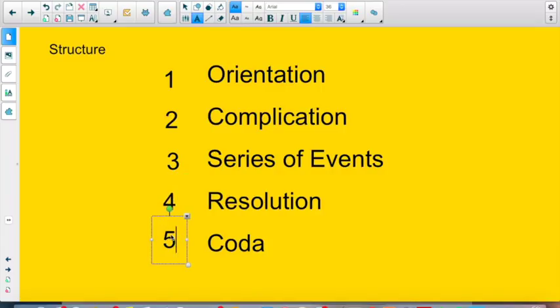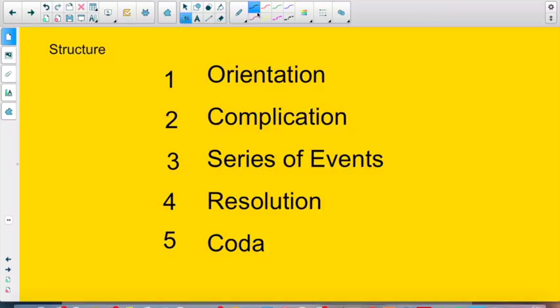And you can see when you write a narrative or a story for me, or even if you're just watching this somewhere else, I'm going to want you to have 5 paragraphs. How many paragraphs? 5 paragraphs. Big voice, how many? 5. Well done. Now your first paragraph will be the orientation, the second the complication, the third the series of events, the fourth the resolution, the fifth the coda. Well, I think we've probably got a bit of a handle on that.